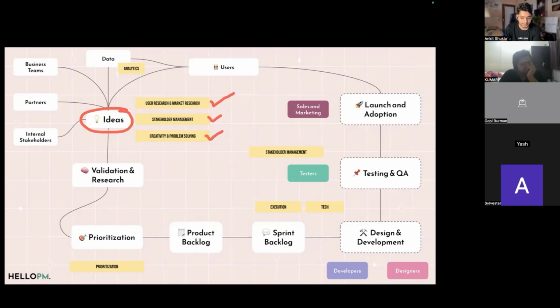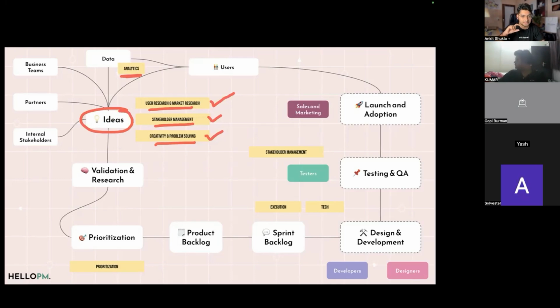Okay, so three skills that you need in the discovery phase: user research and market research, stakeholder management, creativity and problem solving. Over and above this, you also need analytics because once the users start using your product, they are going to go ahead and generate a lot of data.